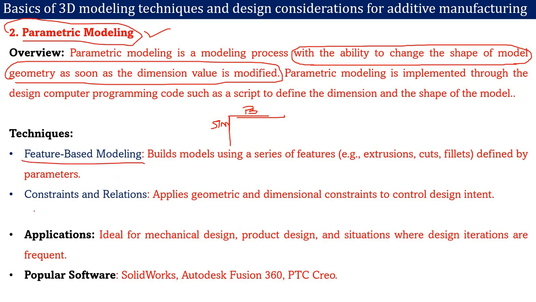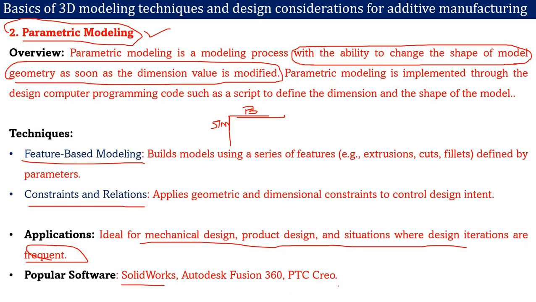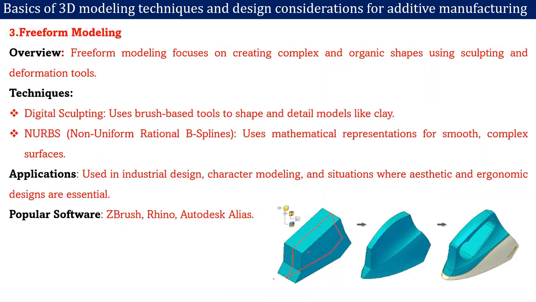These are the two techniques: feature-based modeling, and constraint and relation. This can be used for mechanical design and product design, where design iterations are frequent. In that case, we can go for parametric modeling. The popular software are SolidWorks, Fusion 360, and PTC Creo.